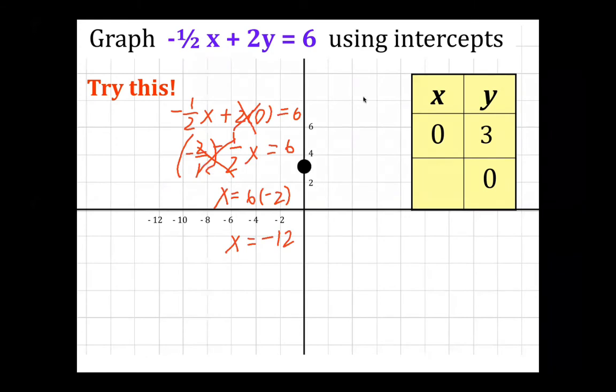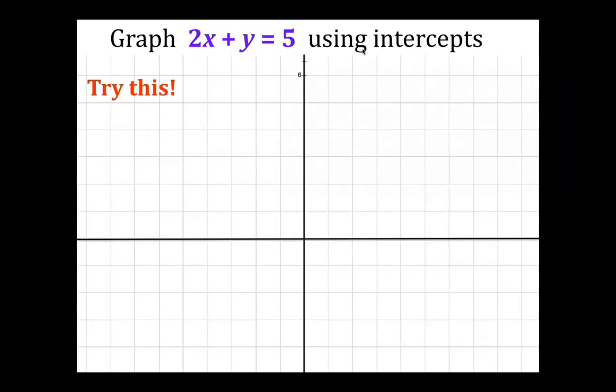Now that you have both your x-intercept and your y-intercept, go ahead and plot them. I'll go ahead and go by 2's on this graph since it's a little bit small to plot negative 12. So go ahead and plot your y-intercept 0, 3, then your x-intercept negative 12, 0, then connect them with a line.